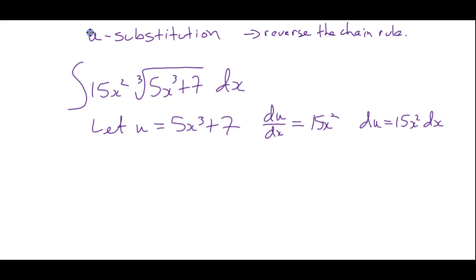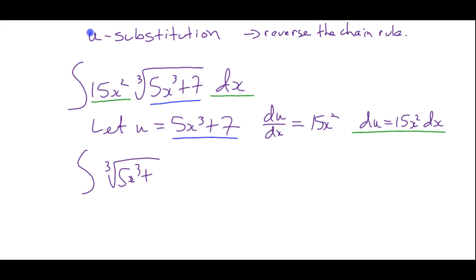So if we look up here, the 15x squared and the dx, the stuff that's green, I can replace that with du. And 5x cubed plus 7, I can replace that with u. I'll do this one time. We can rewrite this as the integral of the cube root of 5x cubed plus 7 times 15x squared dx.